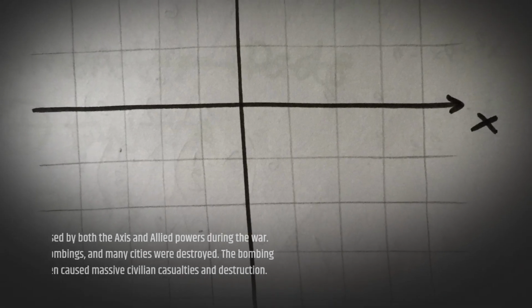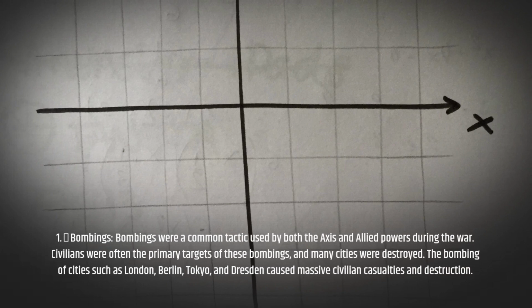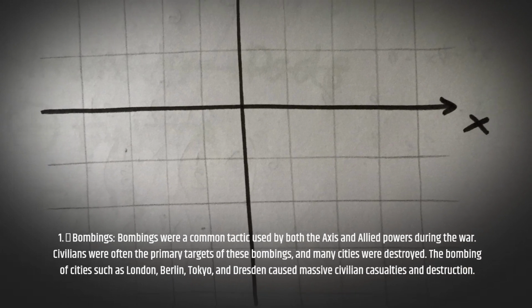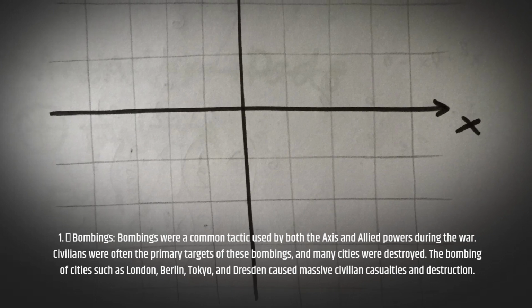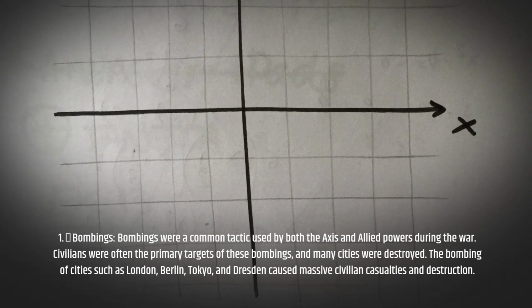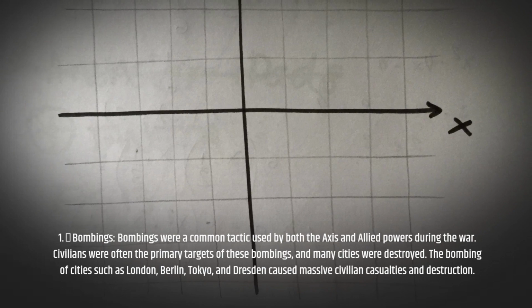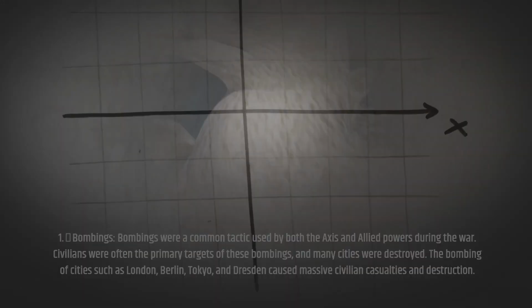Bombings were a common tactic used by both the Axis and Allied powers during the war. Civilians were often the primary targets of these bombings, and many cities were destroyed. The bombing of cities such as London, Berlin, Tokyo, and Dresden caused massive civilian casualties and destruction.